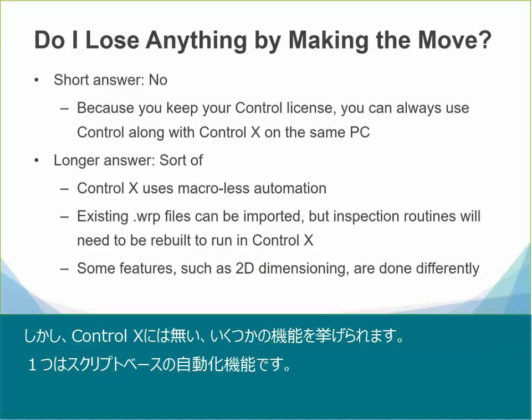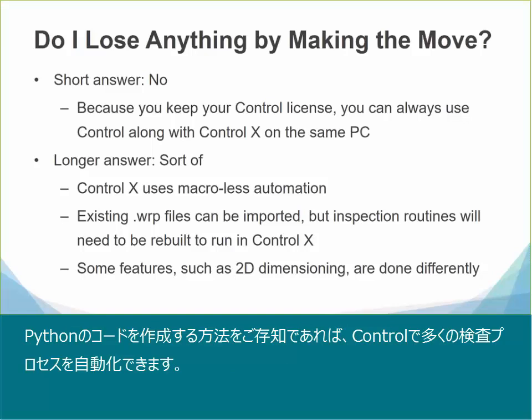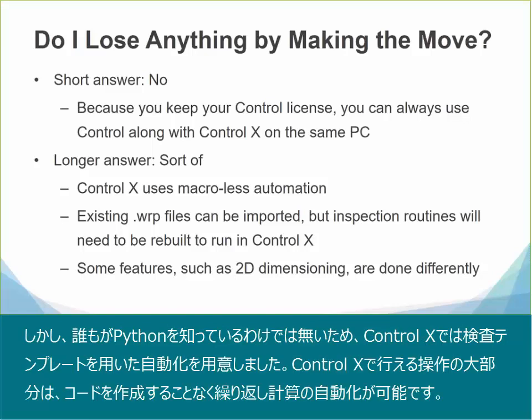But it is important to point out a few things that aren't in Control X. The first is script-based automation and customization. If you know how to code in Python, you can automate and customize lots of inspection processes in Control. Since not everyone knows Python, and we want more people to be able to use the software in an automated fashion, we approach automation in a different way in Control X. Most of the inspection steps you can do in Control X are automatically repeatable without any coding. Every inspection you do is just inherently repeatable without any effort. And Adam's going to show you a little bit about how that looks and feels in the product.